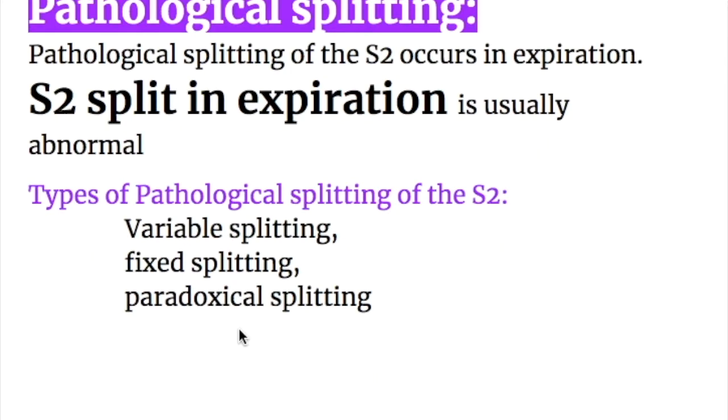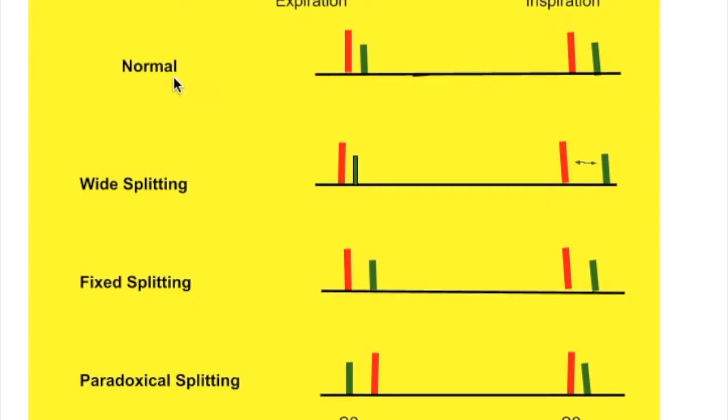Types of pathological splitting of the second heart sound: number 1, variable splitting, number 2, fixed splitting, and number 3, paradoxical splitting or reverse splitting. So this is the normal splitting of the second heart sound. A2 is marked as a red bar and P2 as a green bar. P2, the pulmonary valve, closes after the aortic valve, and in inspiration this split is more.